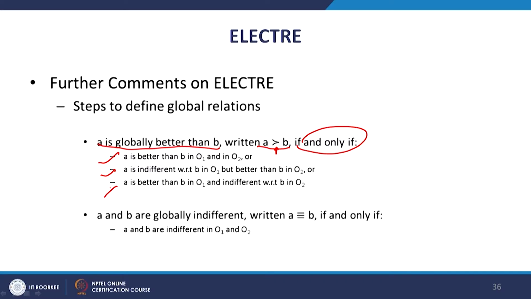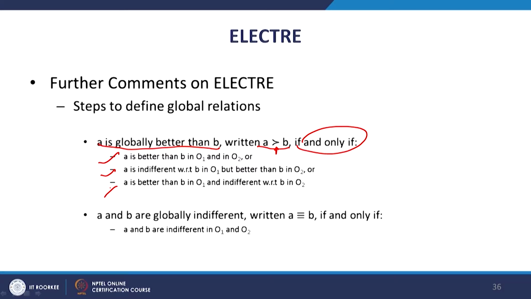Now, in each of these scenarios you can see that we are considering both the pre-orders that we have just computed. So, A is better than B in O1 and in O2. If alternative A is better than B in both the pre-orders, then of course we can say A is globally better than B. Now, if A is indifferent with respect to B in O1, but better than B in O2, then also we will say that at least in one of the pre-orders A is better than B. Therefore, we can consider that A is globally better than B. So, again we can arrive at the same conclusion.